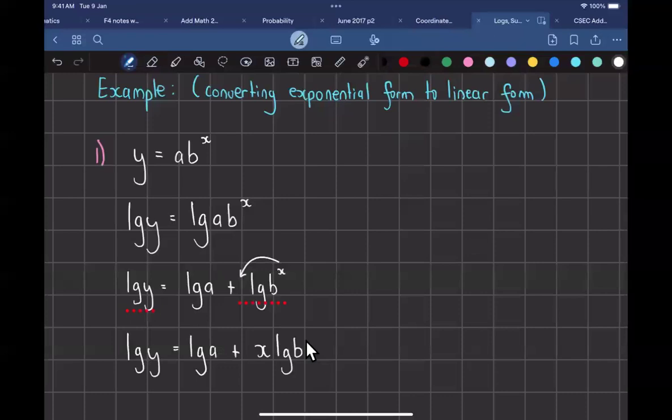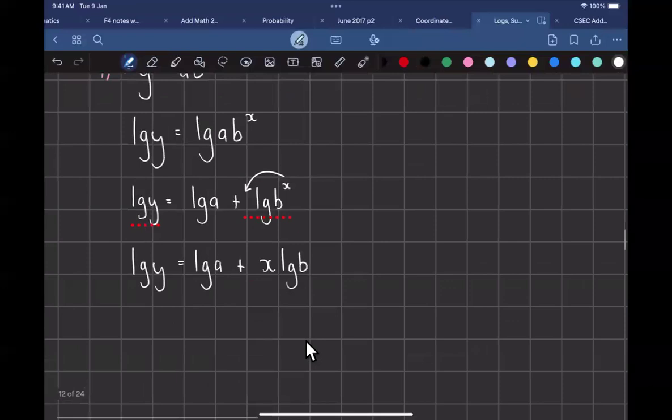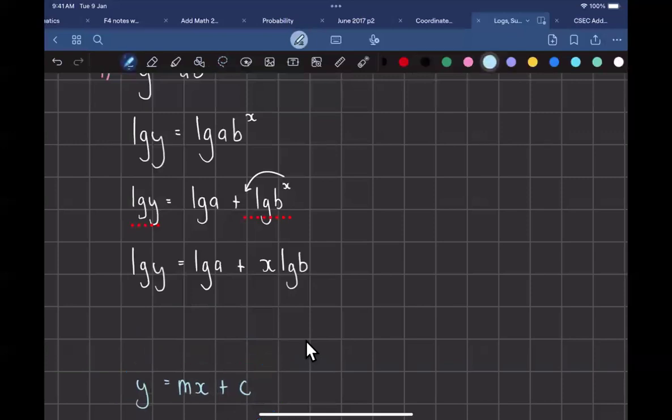Since the equation for a line is y equals mx plus c, you put in log y equals x log b plus log a. So that is like y equals mx plus c. The y would be log y, the m would be log b, the x would be x, and the c would be log a.